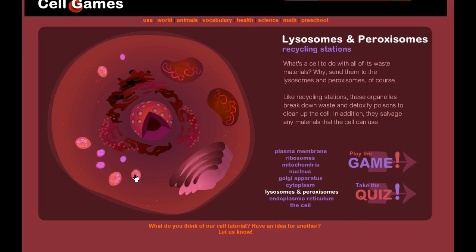Lysosomes and peroxisomes. What's a cell to do with all the waste materials? They send them to the lysosomes and peroxisomes, of course. Like a recycling station, these organelles break down waste and detoxify poisons to clean up the cell. In addition, they salvage any materials that the cell can use.